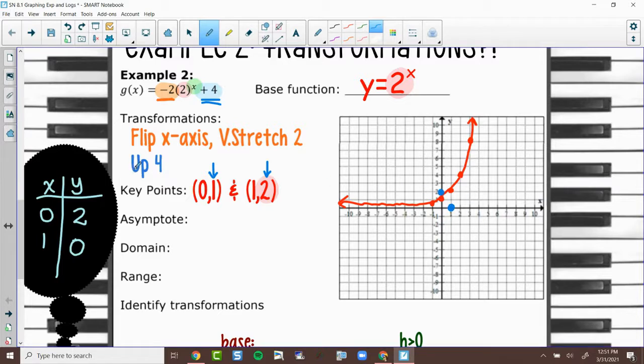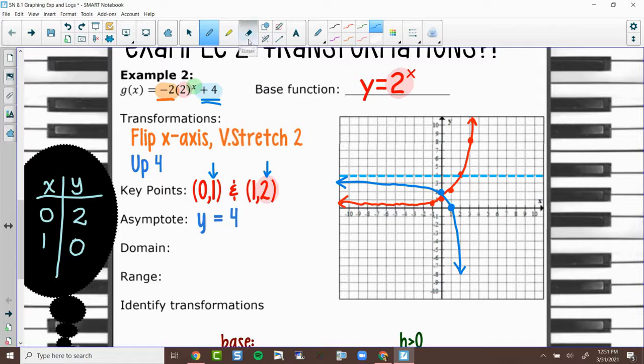I also can see I've gone up 4. So that is going to give us a new horizontal asymptote right here at 4. So I'm going to shift this up by 4. And then now I'm just going to finish the rest of my picture. So here's where it got flipped. And it's just going to get really, really close to there. So it looks something like that.